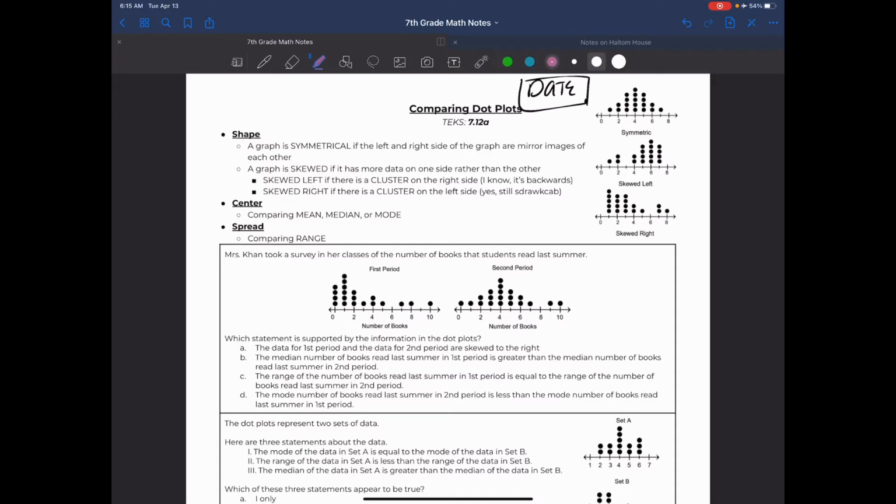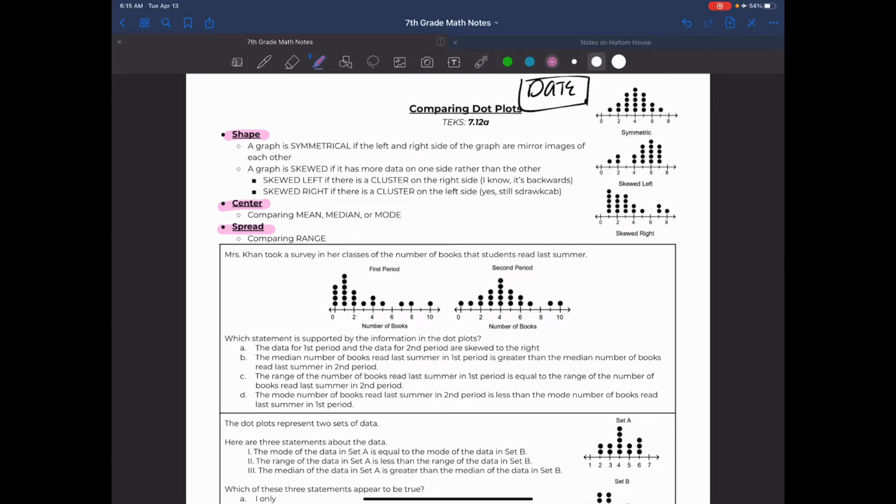So really quickly, when we compare dot plots, we compare the shape, the center, and the spread. The shape is basically just what does it look like? Are there any clusters? Are there any outliers, gaps? Is it symmetrical, skewed left, skewed right? Remember, those are opposite, right? If it's skewed left, then that means most of the data is on the right. If it's skewed right, then that means most of the data is on the left.